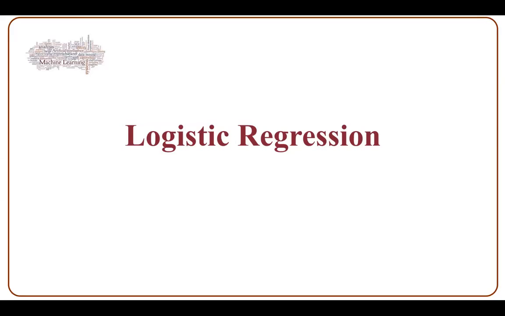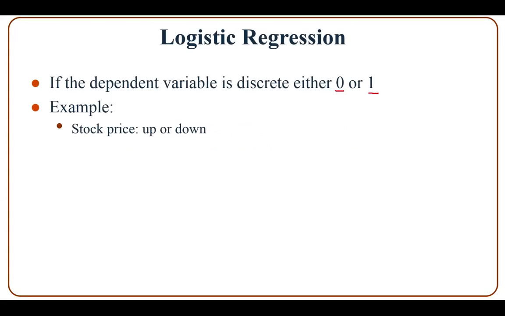In this video, I will talk to you about logistic regression. If the dependent variable is discrete, either 0 or 1, for example, the stock price may go up or go down, then this is a logistic regression problem, or basically it is a classification problem.